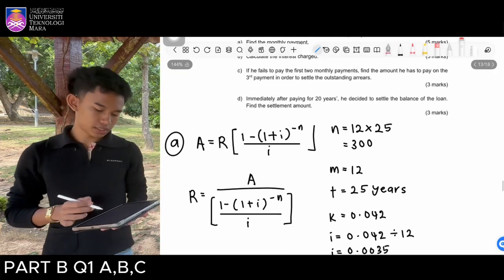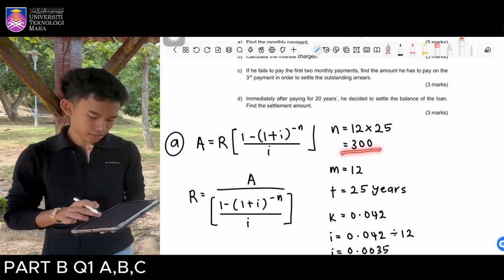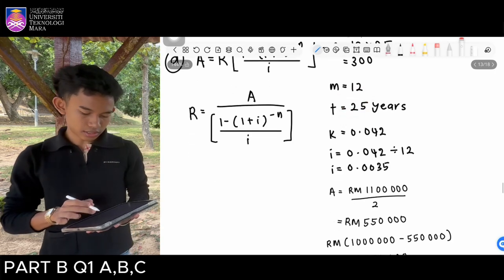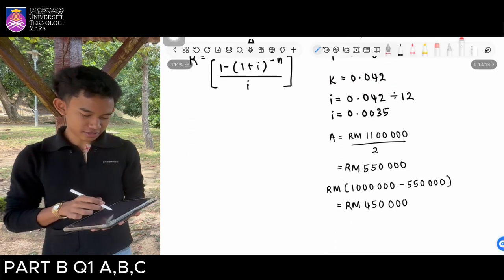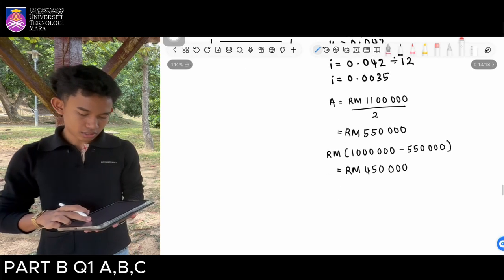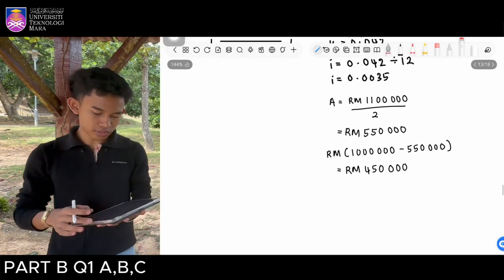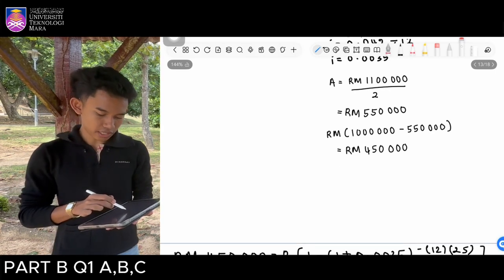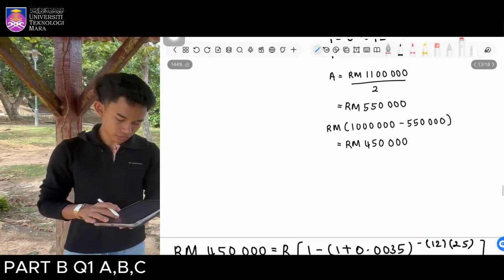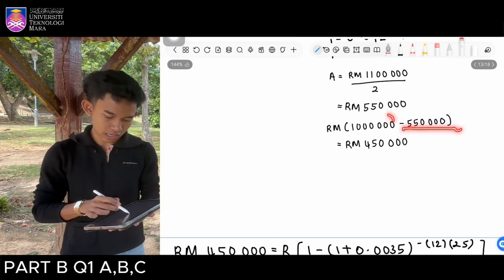Based on the information given here, we can see that n is 300, m is 12, t is 25 years, k is 0.042, and i is 0.0035. To get the present value, the first step, we need to divide 1.1 million by 2, and then we'll get 550,000 ringgit.